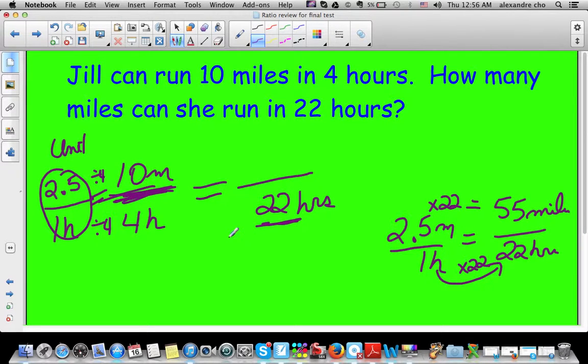Okay, so this was one occasion where our initial ratio here, 10 miles over 4, wasn't really that helpful because there was no relationship between 4 and 22. So I figured out what the unit rate was, and I used the unit rate to find my answer. It's just like when you're doing the percents, you're either simplifying or amplifying or making it bigger, because the numbers don't work with 100. So it's the same thing here.